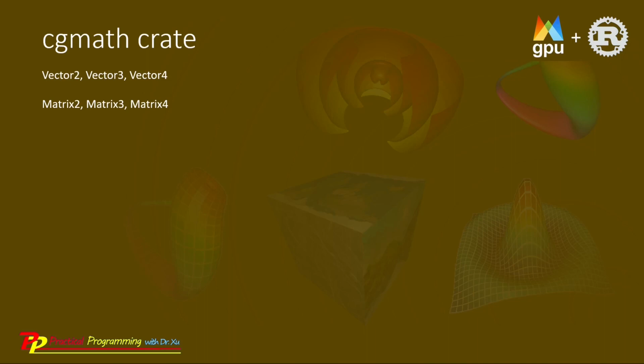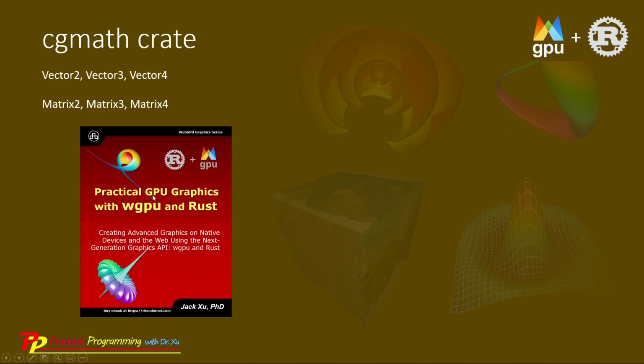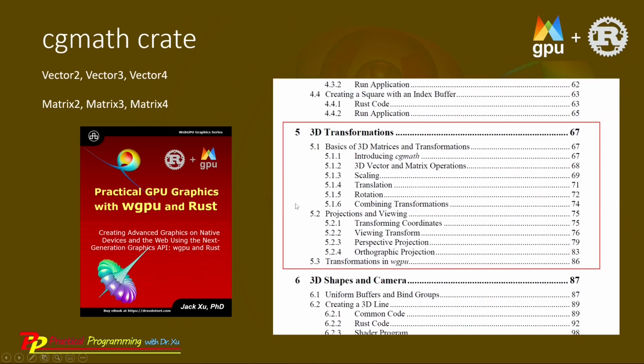If you really need to refresh your mathematical background on 3D transformations, you can take a look at my recently published book called Practical GPU Graphics with WGPU and Rust. And you can read through chapter 5, where I provide the details on how to construct model, view, and projection matrices, and how to perform various coordinate transformations. Here is the content of chapter 5 of my book.